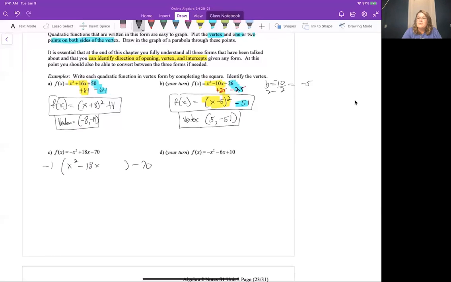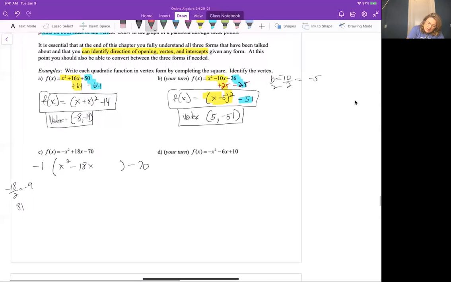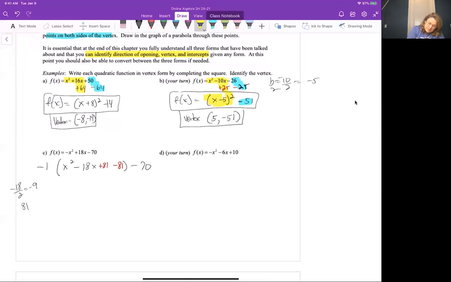Okay, now we're going to complete the square within the parentheses. So -18 divided by 2 is -9, and -9 squared is 81. So I am going to add 81 and subtract 81 within the parentheses. Why do I do this? Because now this part of the expression is a perfect square.